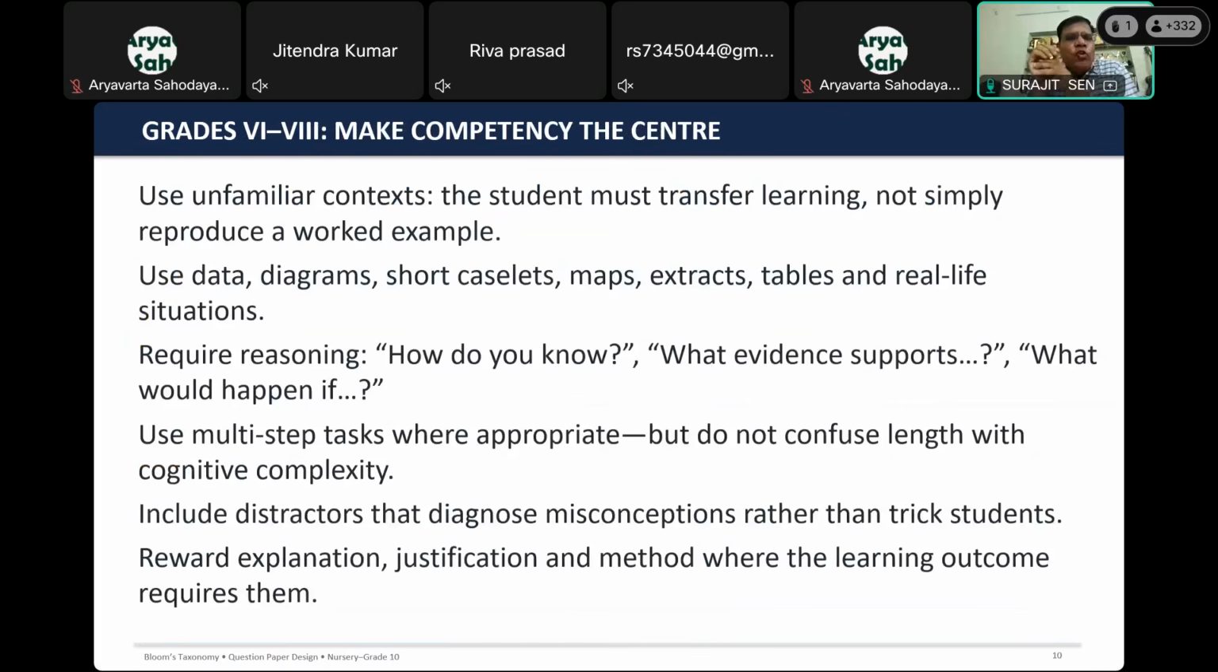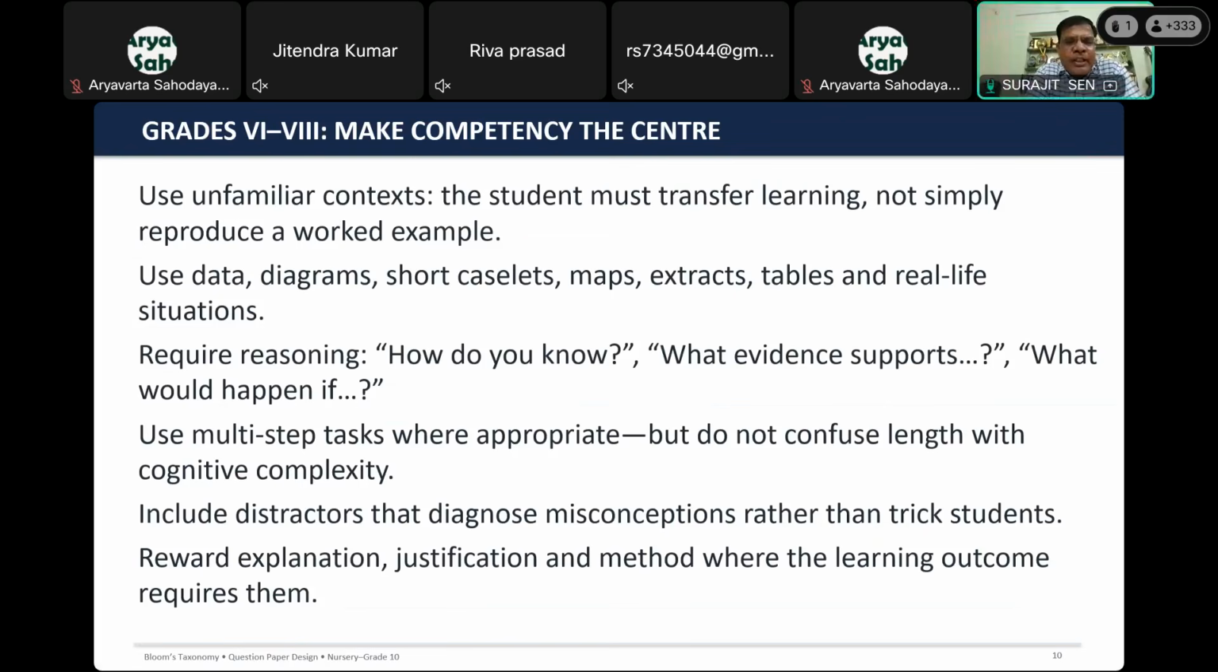Class 6 to 8: make competency the center. Now, from class 6 onwards, the competency level of understanding will take place. So, use unfamiliar context. The students must transfer learning, not simply reproduce the worked out example. Unfamiliar conditions compel them to think. Let them apply the concept that they have understood. And their competency level on the particular part of learning will increase. Use data, diagrams, short caselets, maps, all these things you can use to make the questions.